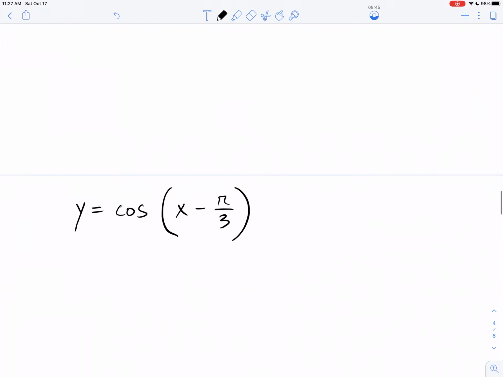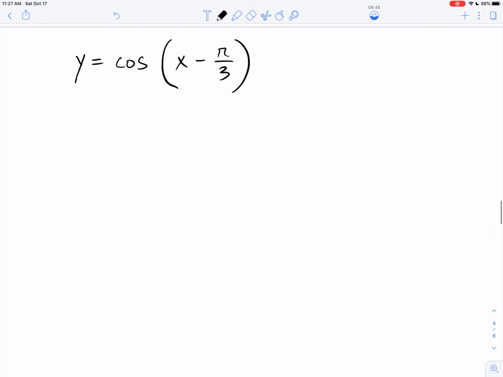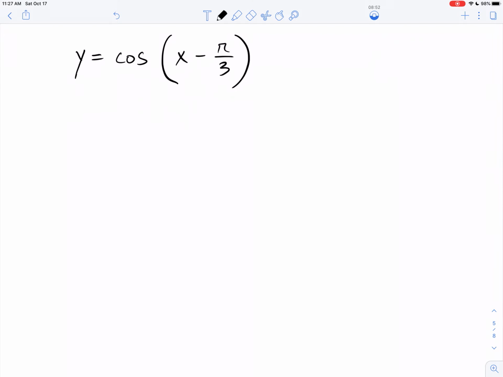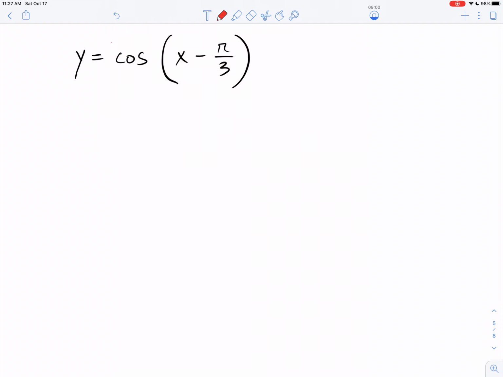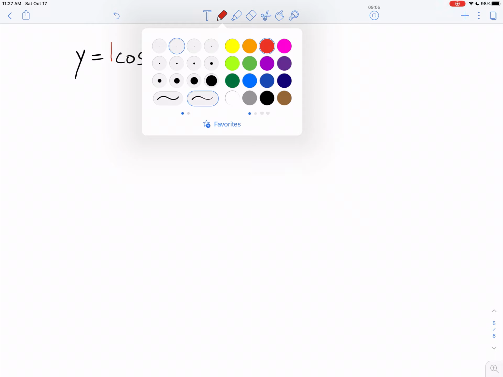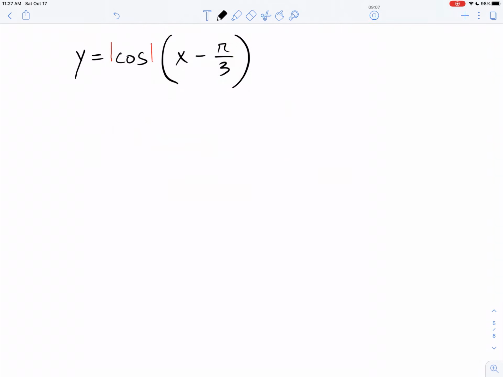Let's look at another one. And this time it's a cosine. But this time my shift is a pi over 3. But I wanted to make sure you guys knew this before we start anything. I'm not messing with the amplitude or the period yet. I don't want to mess with either of those yet.